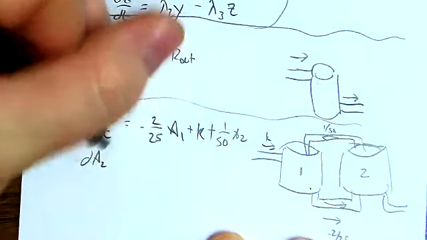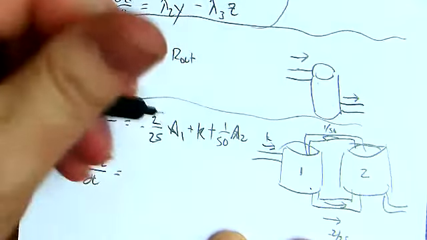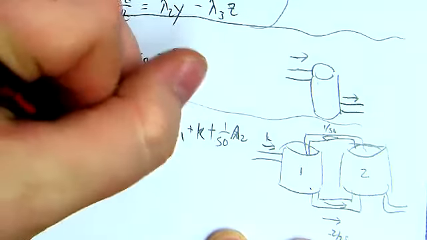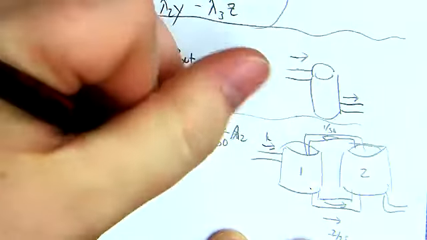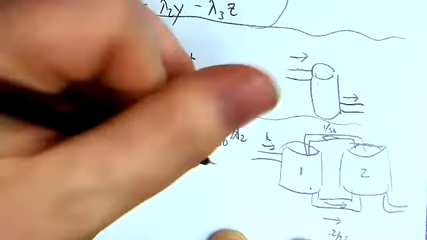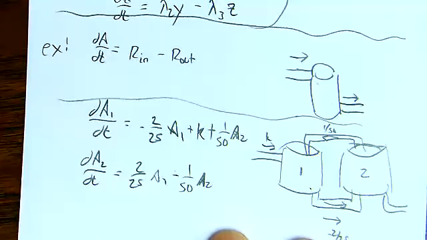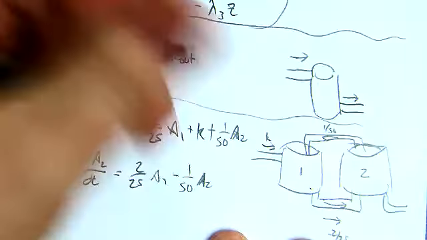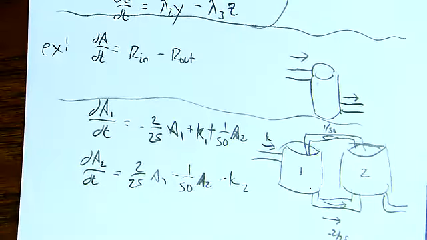And then A2 over time. Well, we've got stuff coming in from A1 at a rate of 2 over 25. That's its input. And then it's got stuff leaving, going back to A1. So it's losing whatever it's feeding back into A1. And then we've got some amount leaving it as well. So we've got K2 here.